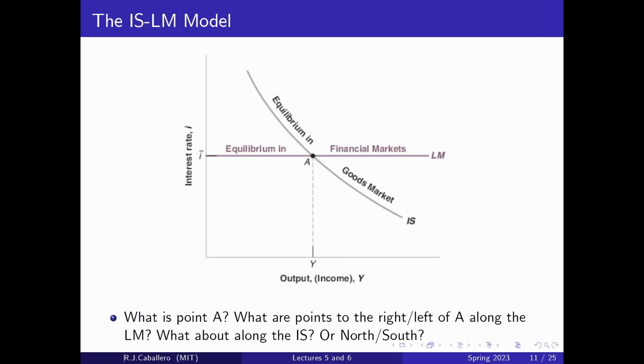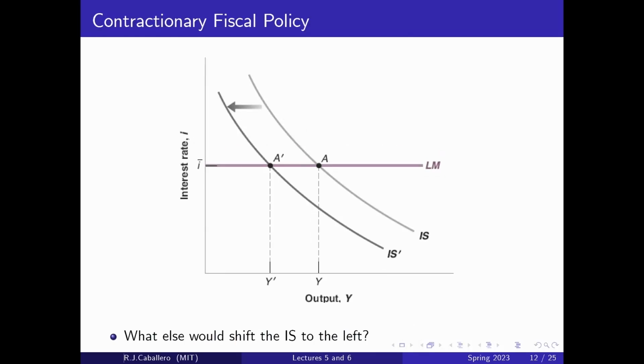Okay? So given the LM, I look at the intersection with my IS, and that gives me equilibrium output for that level of the interest rate, which is being set by the Fed. And then you can use this model. This is a very powerful little model, because now you can do lots of things with it. For example, that's a contractionary fiscal policy. That's what happens when you reduce G or when you increase T. What happens if you reduce G and T by the same amount?